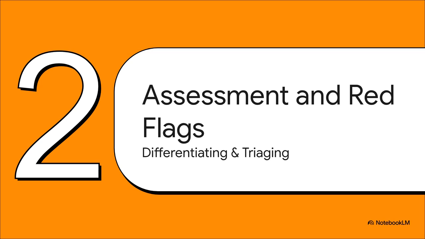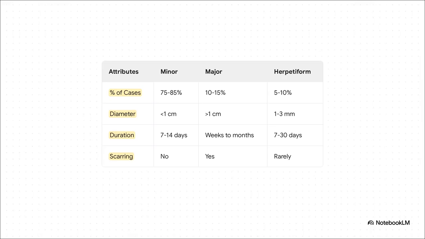All right, section 2. This is where your clinical judgment really comes into play. We're talking assessment and red flags, knowing what you can handle and what needs a referral, like yesterday. This table is super useful. It breaks down the 3 types. Now, you can see that the vast majority, we're talking 75 to 85%, are minor. They're what you'll see most often.